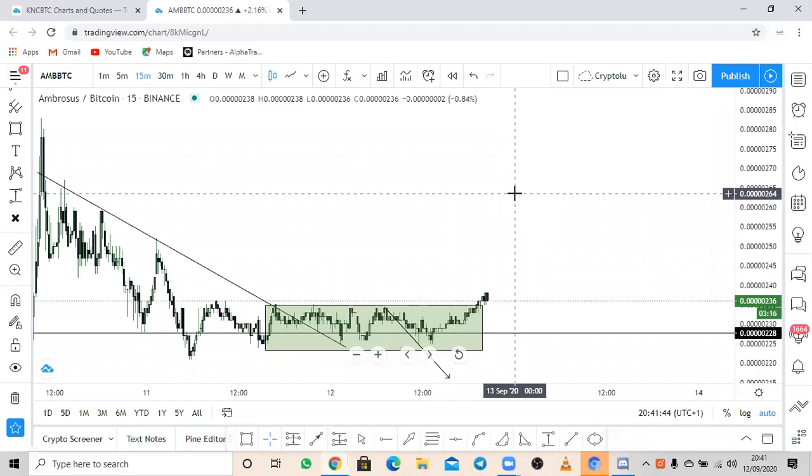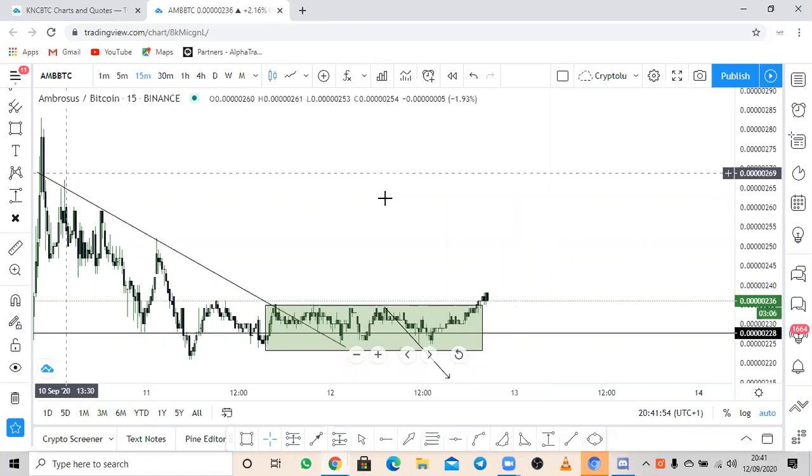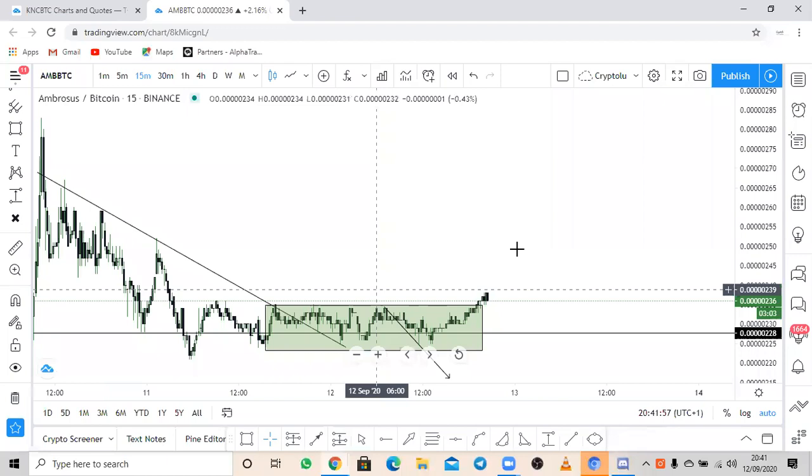So if you understood this one, just let me know in the chat box so I can move on to the other points. For those that missed the KNC analysis, I'll go back to it after I'm through with this one. Okay. So if you understood this one, let me know so I can move on.